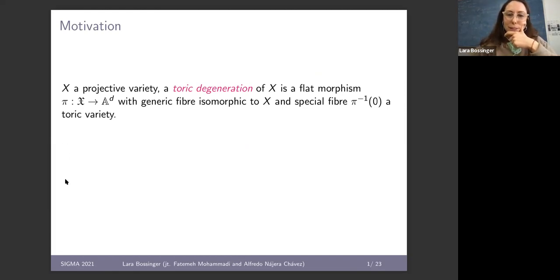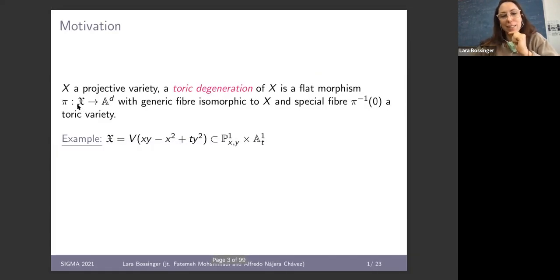If we have a toric degeneration of a projective variety, that's going to be a flat morphism to some affine space whose generic fiber is isomorphic to the projective variety we started with, and the special fiber is some toric variety. Most of the time I will be thinking about degenerations of this form. So we have an embedded projective variety, equations defining it, and the equations are deformed by the parameters of the affine space. If you think of setting t equals 1, this is a projective variety, and if t goes to 0, the equation defining the fiber is a binomial, so it's a toric variety.